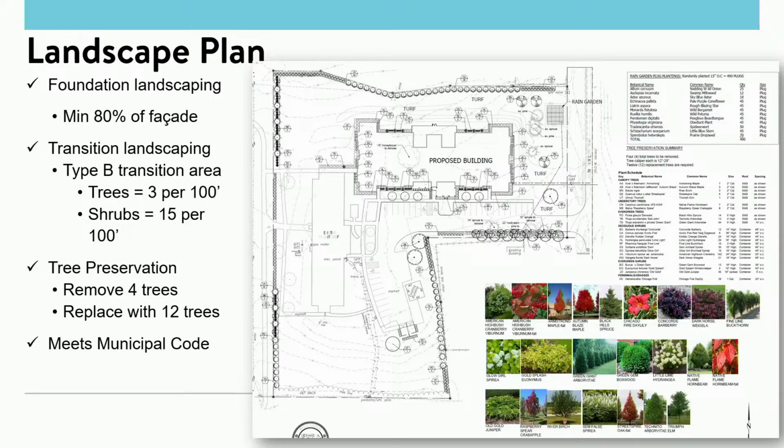To build the addition, they will be removing 4 trees that are on site, and they have noted replacement trees, 12 in total. So meeting those requirements there as well.